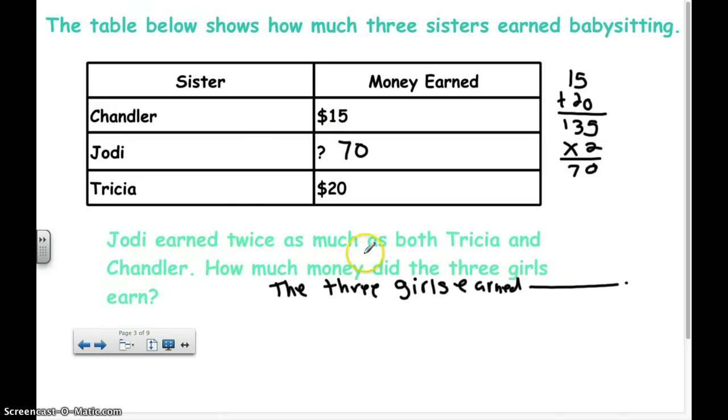Is that my answer? No, because it says the three girls earned. So I have to take the 35 that the two girls earned plus the 70 that Jody earned, and my answer is 105. That's how much the three girls earned. So first I had to combine the two girls, figure that amount out, double that to get Jody's, and then I had to do 70 plus 20 and then plus 15. Or you could do the 15 plus 20, which is 35, plus the 70.